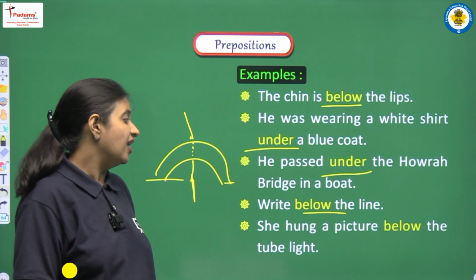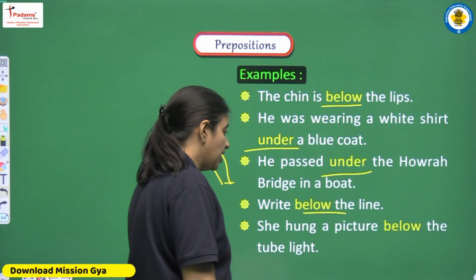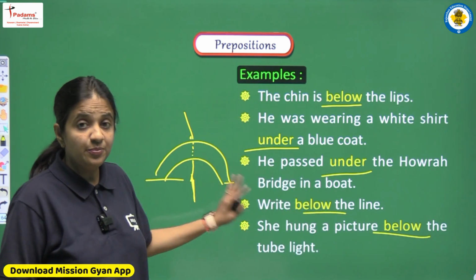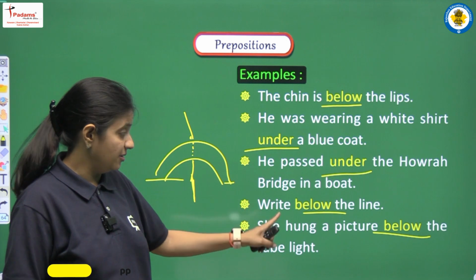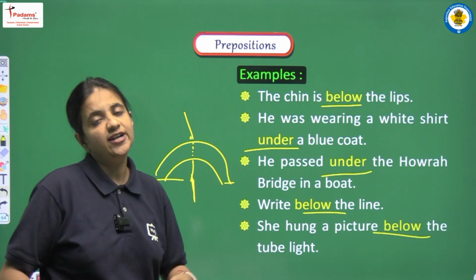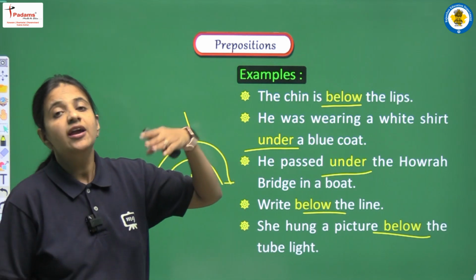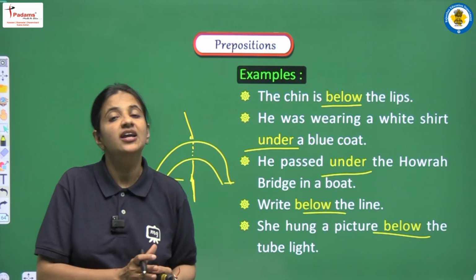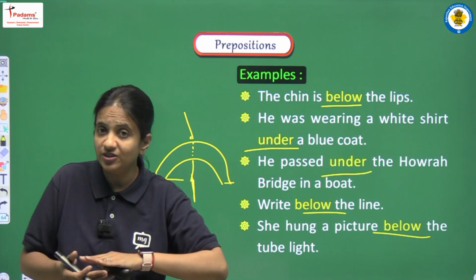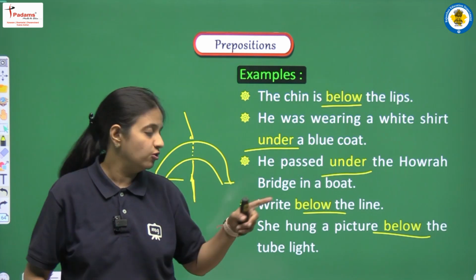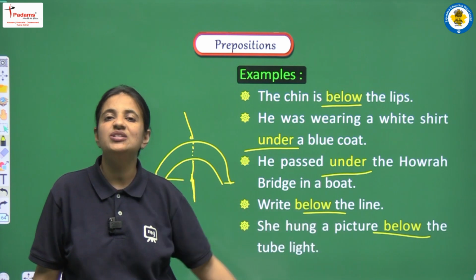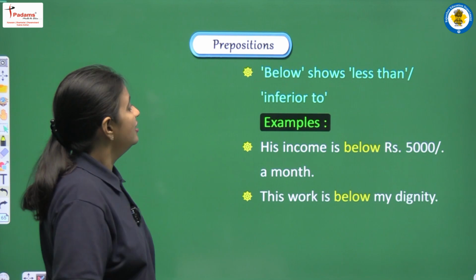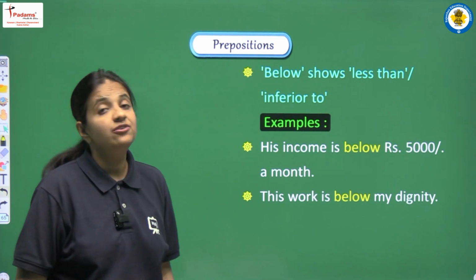Next is, she hung a picture below the tube light. So here again we are showing the position and we are saying that she hung a picture where? Below the tube light. So there was one tube light on the wall and below the tube light she hung the picture. So we are showing the position that the picture was having a lower position comparatively to the tube light. So to show the position we are using below in this sentence. Clear? Below shows less than and inferior to.